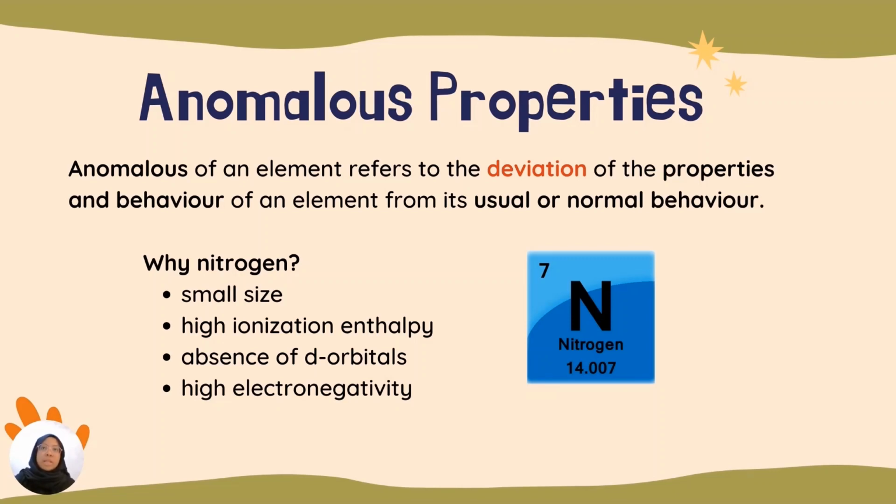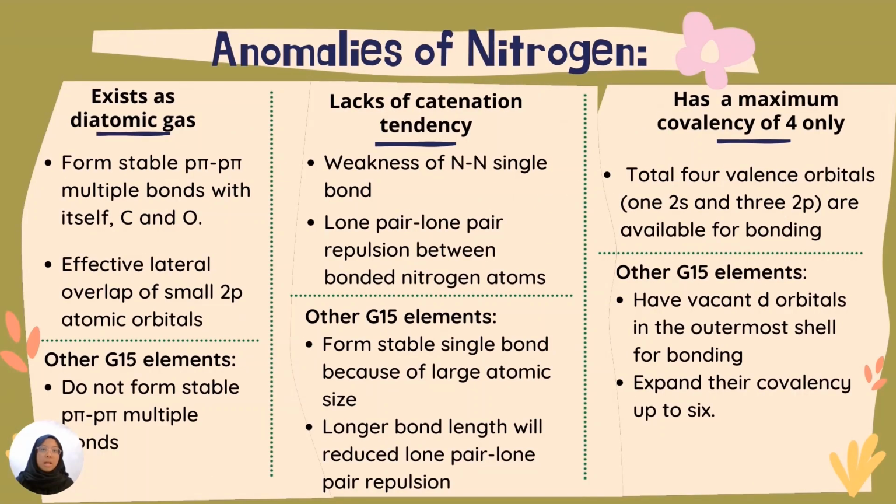Nitrogen differs from the rest of the elements in group 15 due to its small size, high ionization enthalpy, absence of d orbitals, and also high electronegativity. Some of the anomalies observed are that nitrogen exists as a diatomic gas. This can be explained on the basis of the unique tendency of nitrogen to form extremely stable pπ-pπ multiple bonds with itself because of the effective lateral overlap of small 2p atomic orbitals.